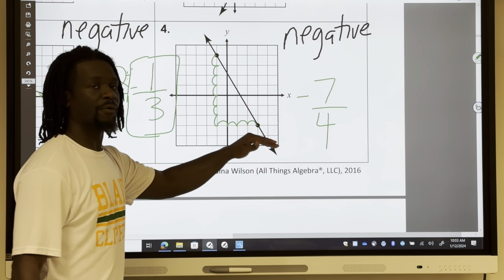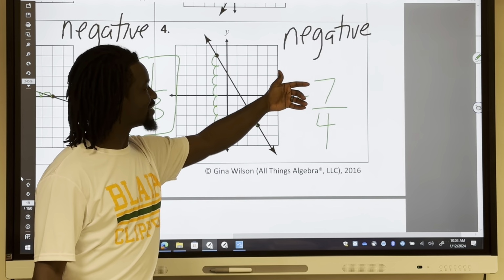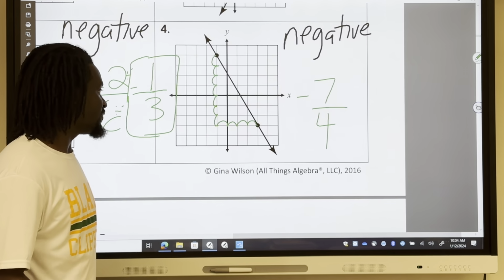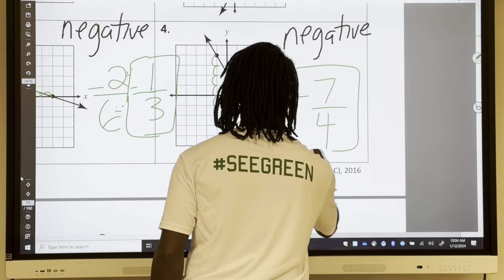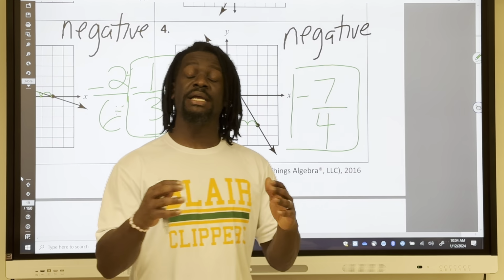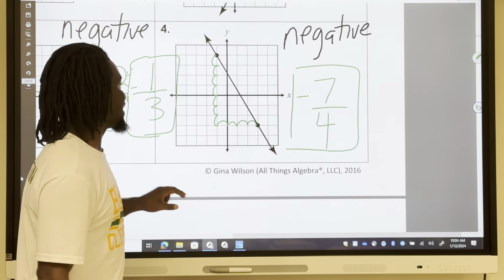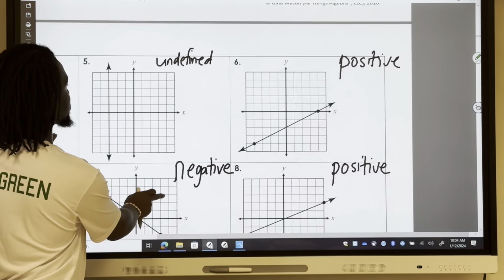Okay, 7 over 4. To see if I can simplify this, there's no number. This is an odd number. This is an even number. There's no number that goes into 7 and 4. No factor. So this is in simplest form. I don't have to simplify that. Okay. All right. So what I have shown you is being able to identify the slopes and figure out what the slopes are.